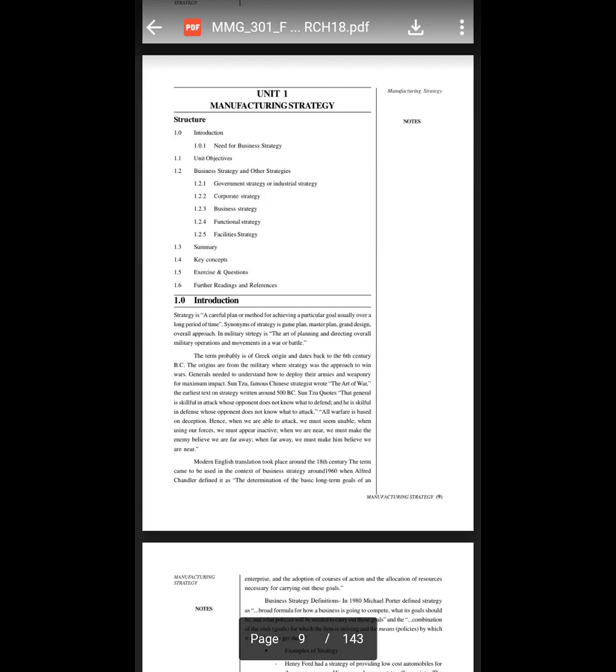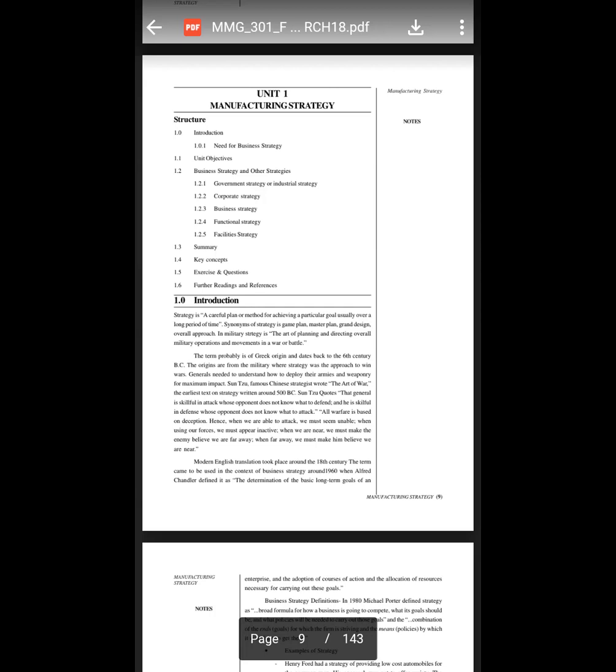Okay, now see, this word strategy came from the Greek word. You know the country Greece, right? From there, the word strategy came. Now over here, they were having a battle with another country, so they came up with the concept of strategy.